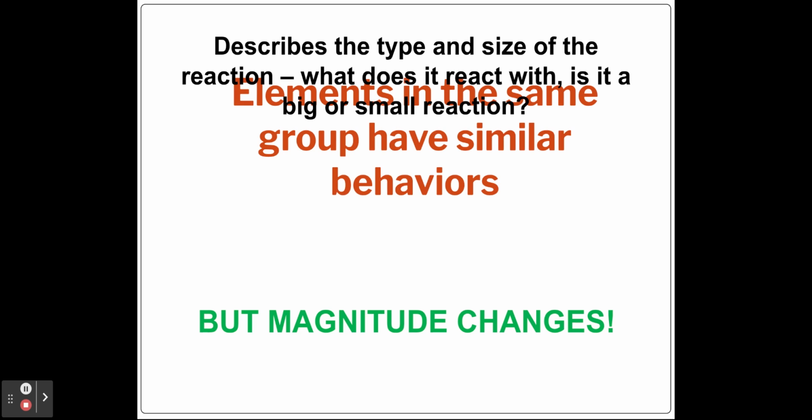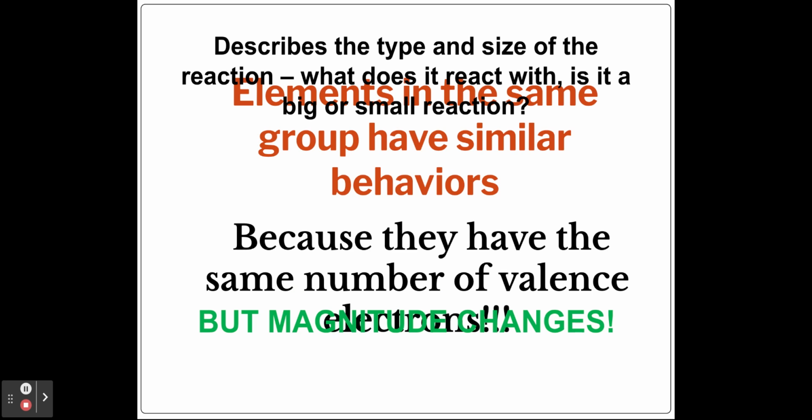So elements are in the same group, right? Elements in the same group have similar behaviors. Why do they have similar behaviors? It's because they have the same number of valence electrons. Sorry about the slide here, the electrons are overlapping. So elements in the same group have the same valence electrons.